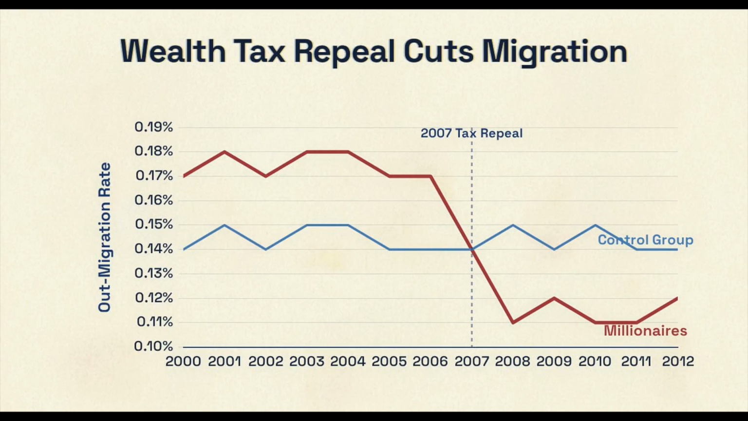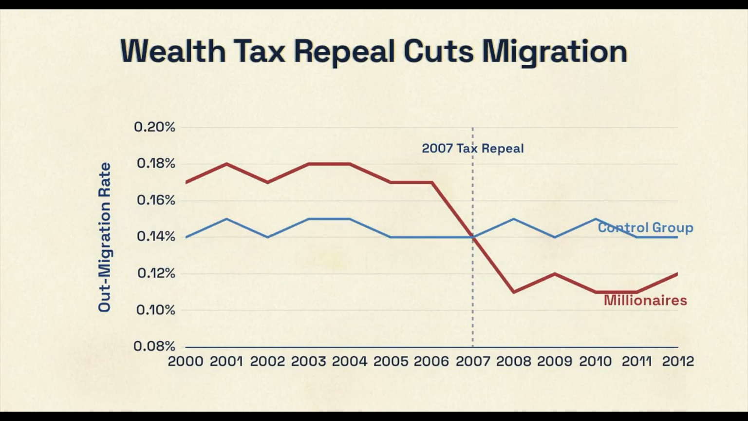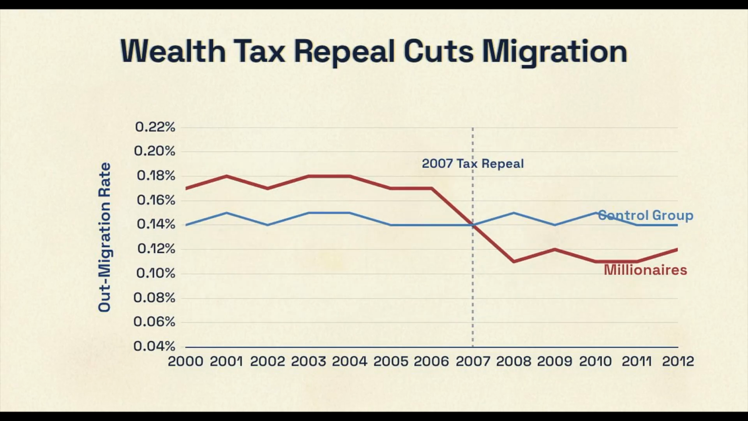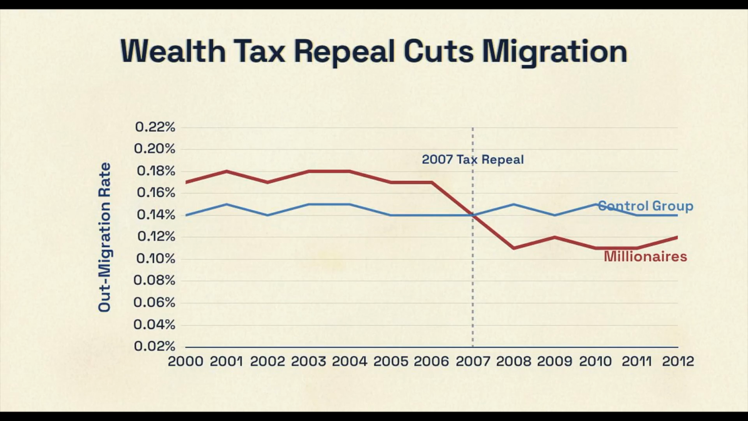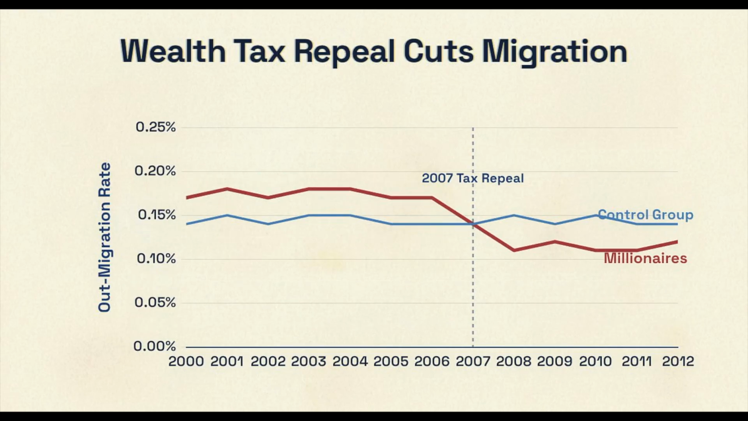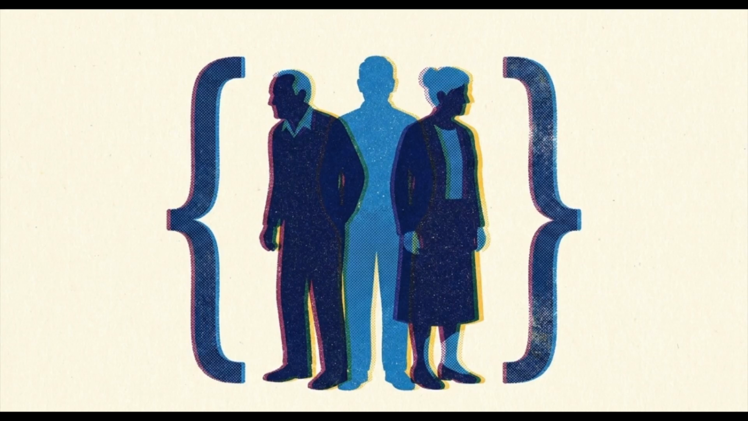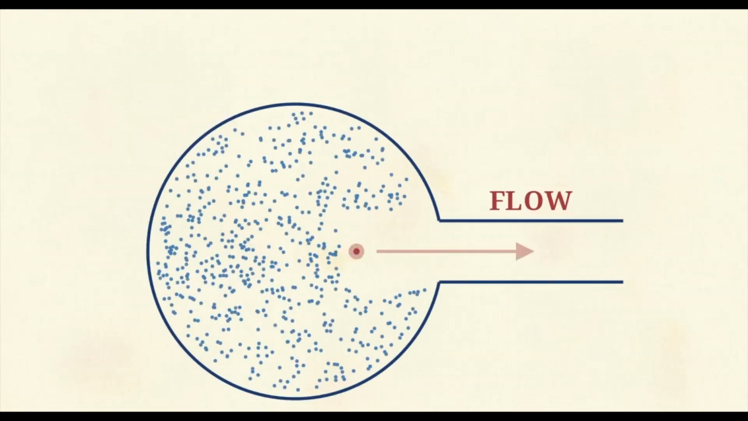However, context is critical. Look closely at the y-axis. While the relative 30% drop is behaviorally significant, the baseline out-migration rate for the wealthy is remarkably low. Only about 0.2% of wealthy taxpayers leave the country in any given year. To understand why this matters, we have to look at demographics through an overlapping generations model. In economics, you separate the flow, the people moving in and out every year, from the stock, the total stationary population of wealthy individuals inside the country.